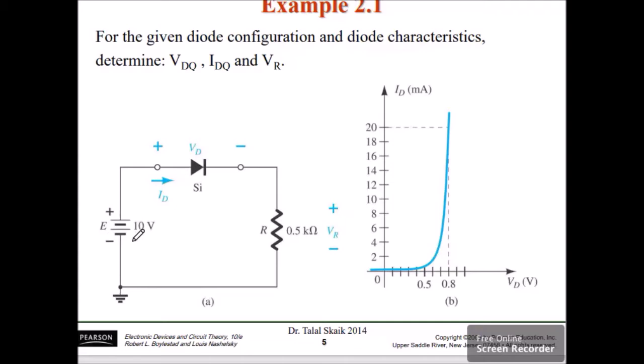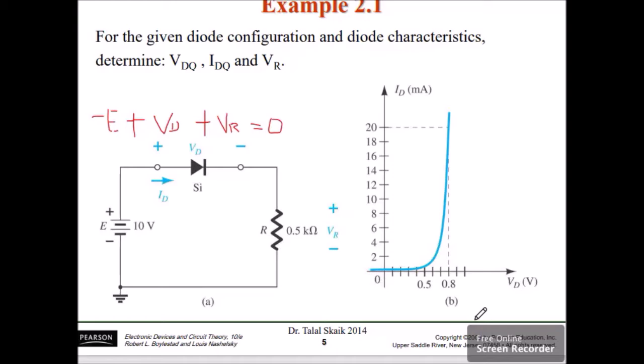So for our KVL, let's start here. We have negative E. Oh my god, please excuse my writing. I'm using my mouse. Negative E, and then we have here positive VD. Oopsie. VD. And then plus VR is of course equal to 0.